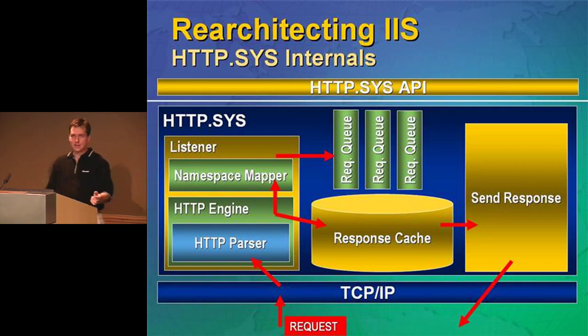Now, requests that arrive that are not in the cache will move up into the namespace mapper component. Based on the URL, it implements some logic to direct that request to the proper request queue. And it's through these request queues that any processes in user mode that set up a channel with http.sys pick up the requests and process them.